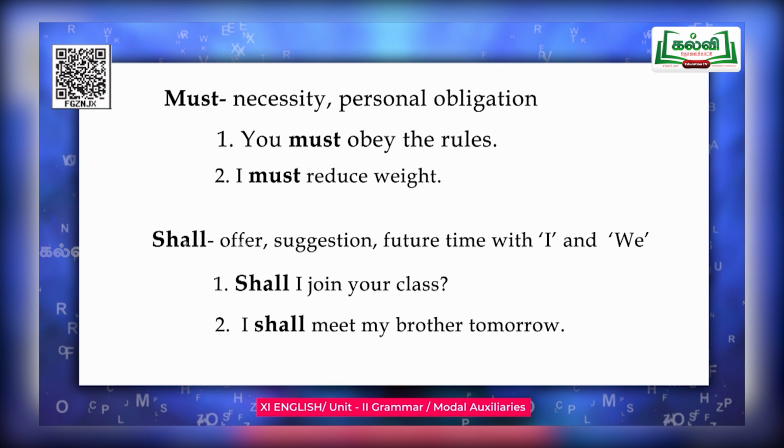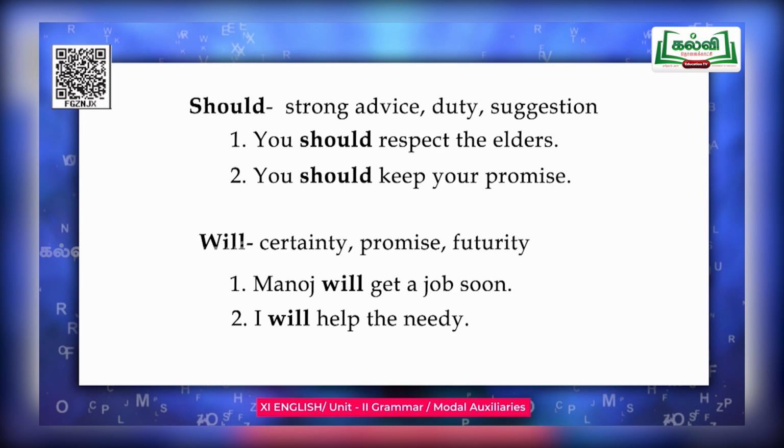Then we can use shall when there is an indication of future time, especially for the subjects I or we. If we find a sentence having future time reference with the subjects I or we, we can use the word shall. For example, "I shall meet my brother tomorrow." This sentence expresses my future intention of meeting my brother tomorrow. Then the next modal auxiliary is should. Should is used for strong advice.